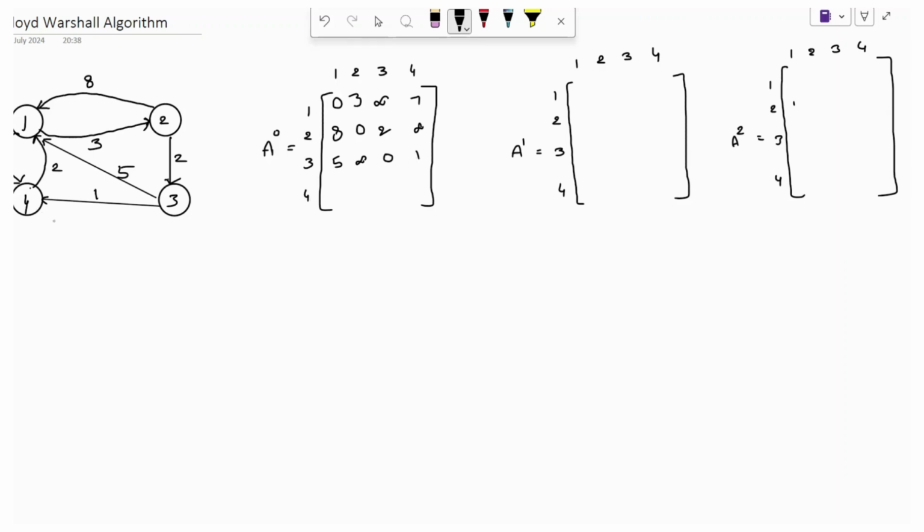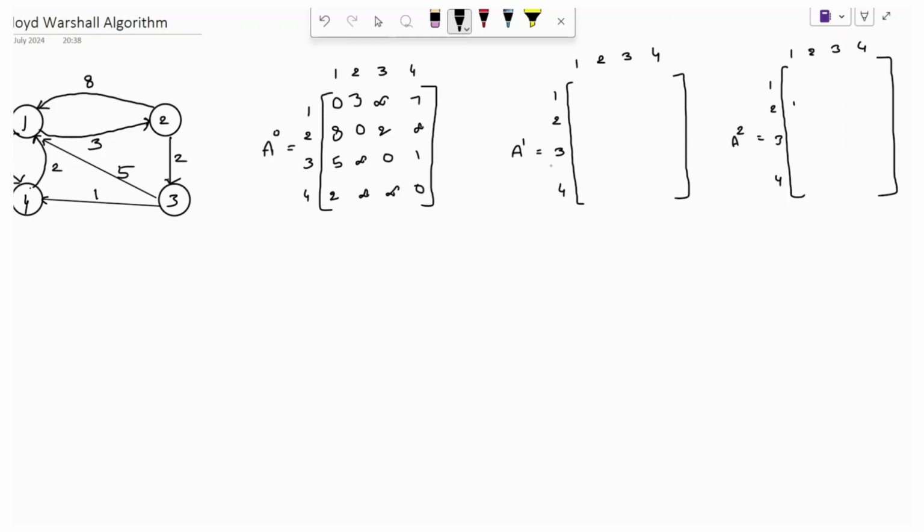4 to 1, there is a path. 4 to 1 it is 2. 4 to 2, there is no direct path, so I am going to indicate it as infinity. And then 4 to 3, there is no direct path. 3 to 4 we have, but 4 to 3 we don't have. 4 to 4 is anyway 0. This is my initial adjacency matrix.